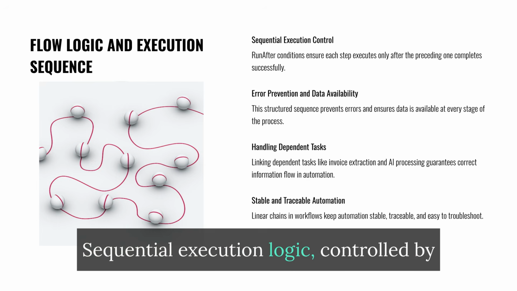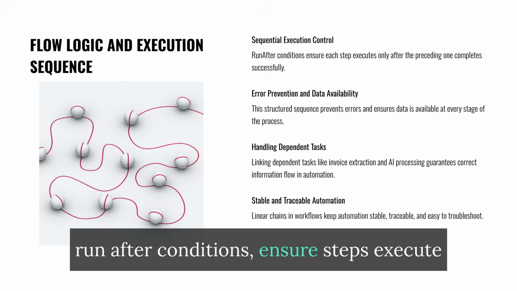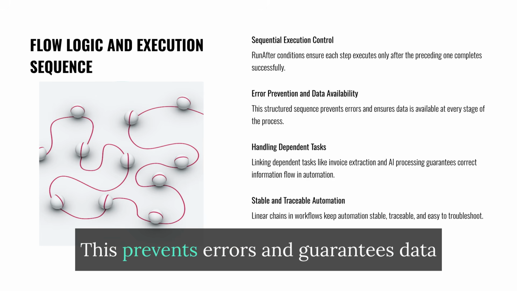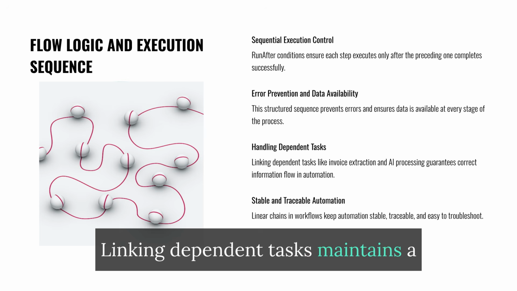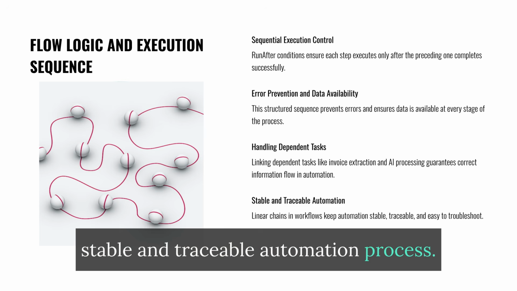Sequential execution logic, controlled by run-after conditions, ensures steps execute correctly. This prevents errors and guarantees data availability. Linking dependent tasks maintains a stable and traceable automation process.